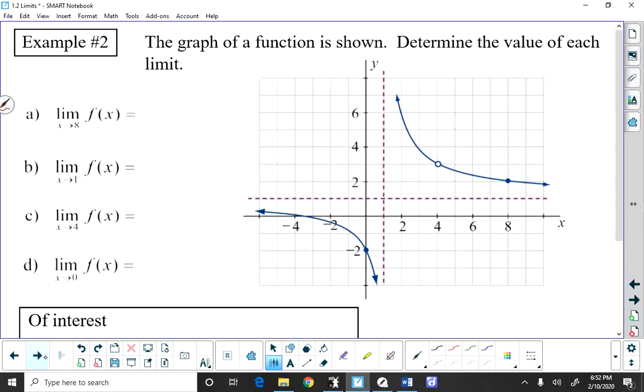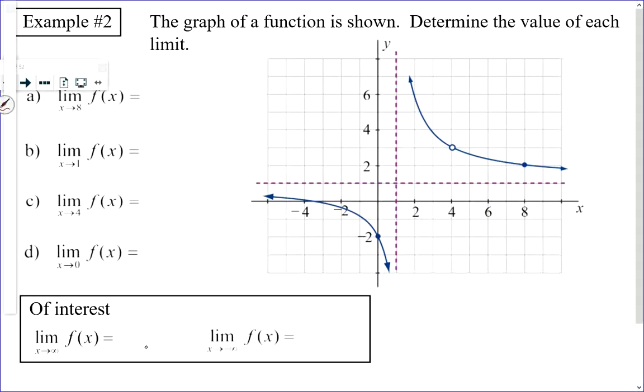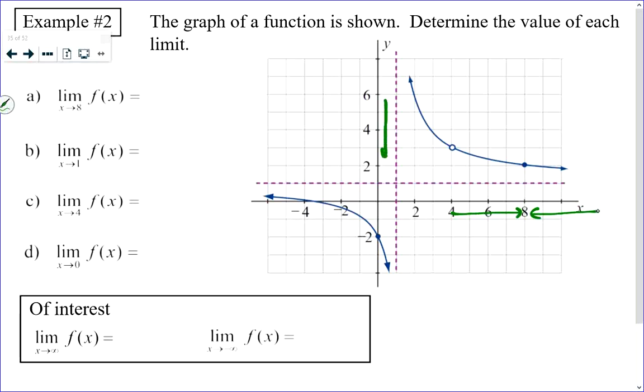Let's look at example 2. There's a graph of a function, and you're asked to determine the value of the following limits. So what is the limit of the function as x approaches 8? Well, what that means is as x gets closer and closer and closer to being 8, what does y get closer and closer to being? Well, you can see that it's approaching 2. So this is equal to 2.